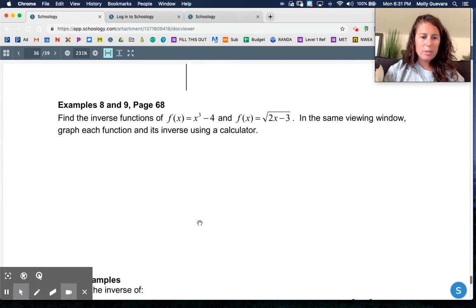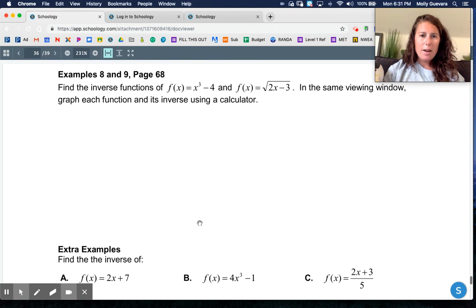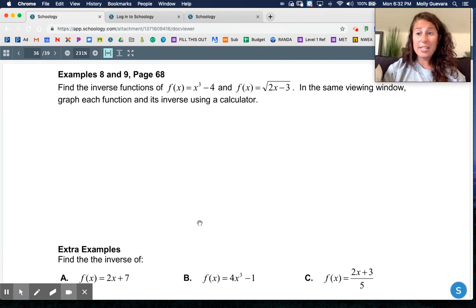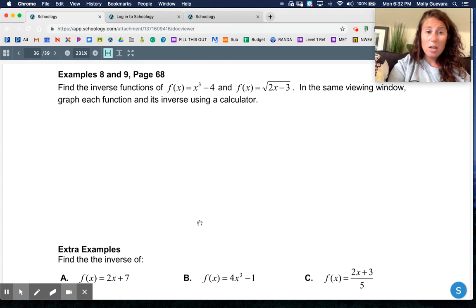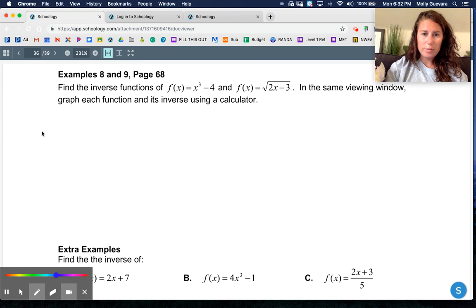Okay, examples 8 and 9. These are our last couple problems here. Find the inverse functions of f of x equals x cubed minus 4 and f of x equals the square root of 2x minus 3. And then in the same viewing window, we're going to graph the function and its inverse, and we're going to see what it looks like. Okay, so let's just start with the first one.